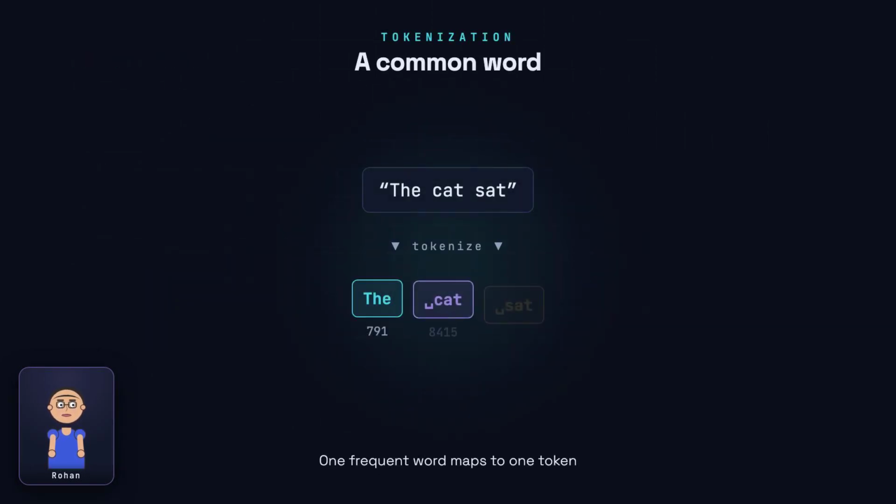Start simple. The phrase "the cat sat" becomes 3 tokens, 1 per word, because each of these words is common enough to have earned its own brick in the vocabulary. Notice each token is just a lookup into an integer ID. This is the happy case, where tokens line up neatly with words.